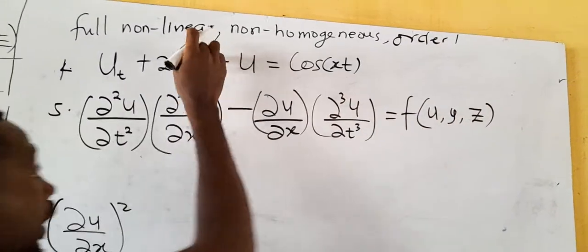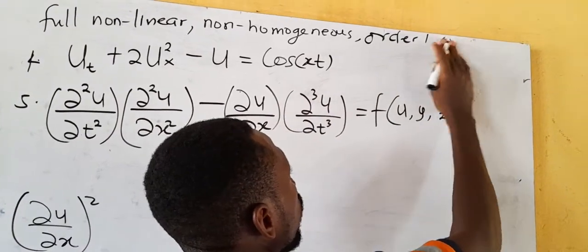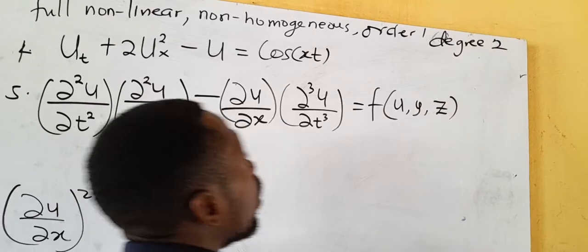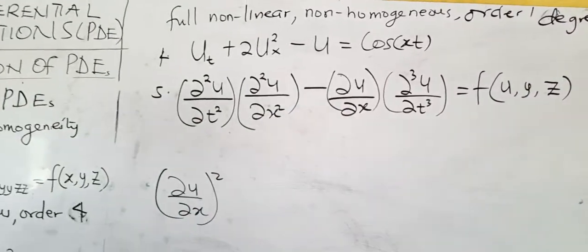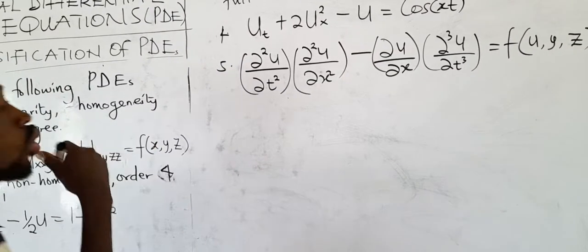What is the degree? The degree is 2. Remember I said this, so degree 2. I hope you get that. Now let's talk about the last one.